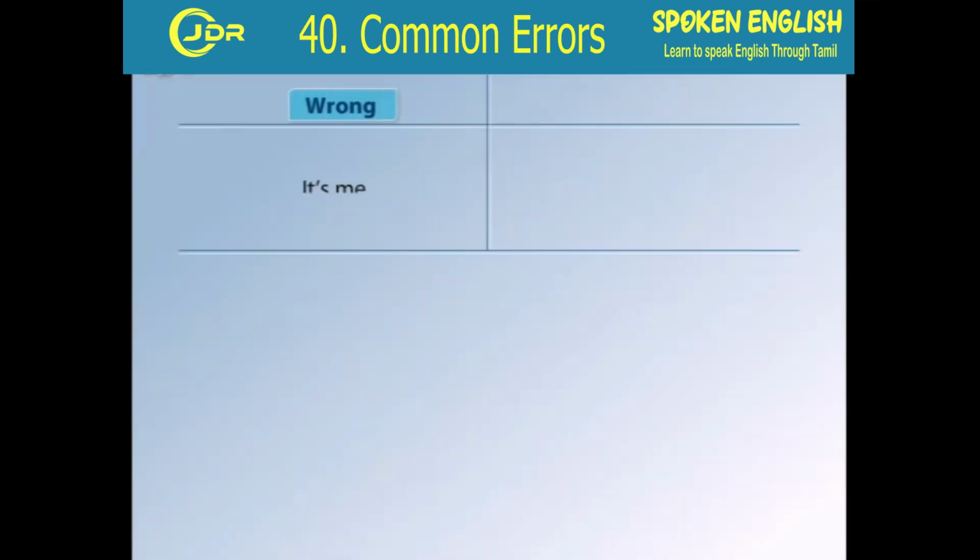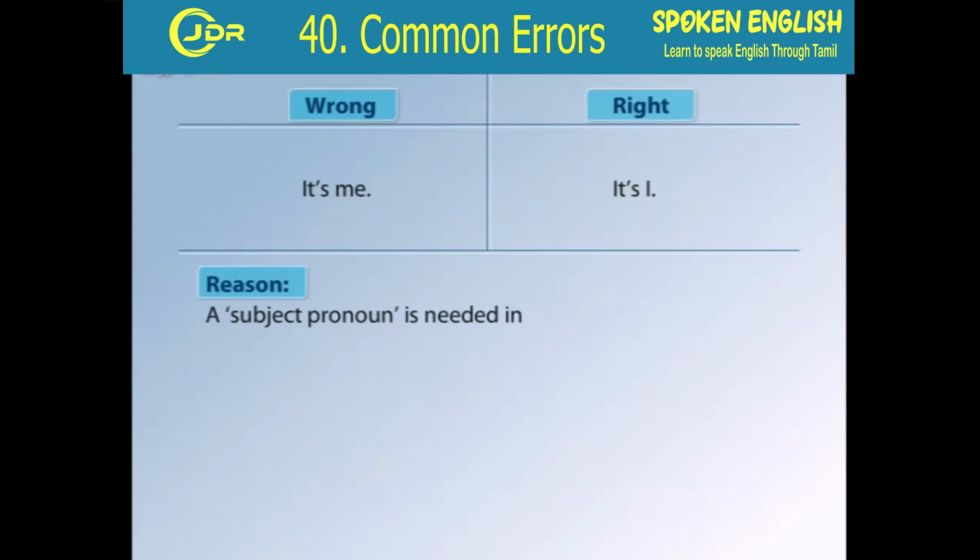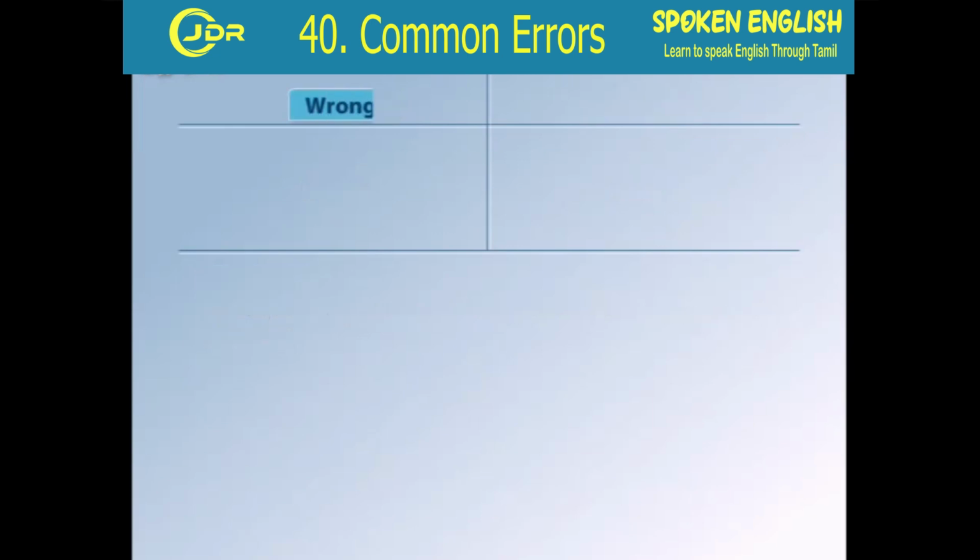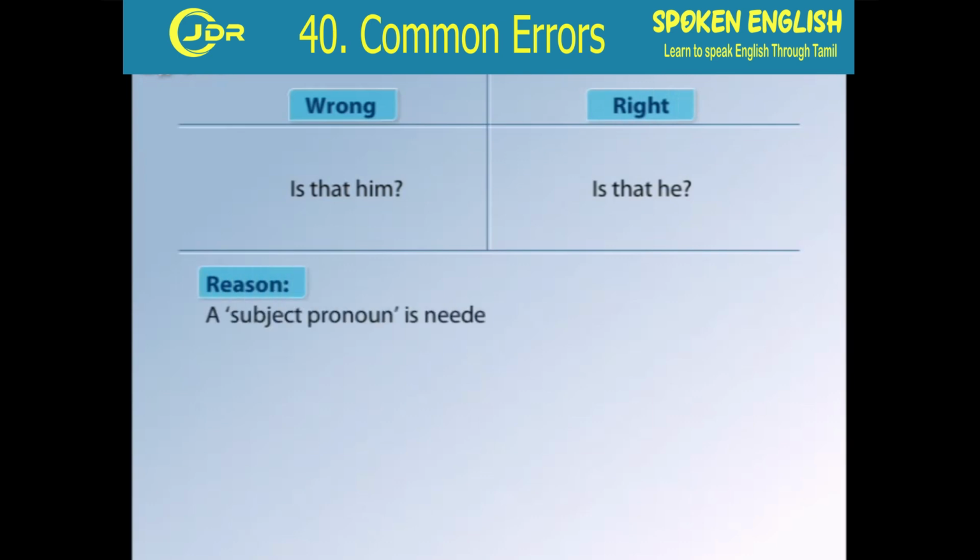Wrong: it's me. Right: it's I. Reason: a subject pronoun is needed in this sentence, hence, me is wrong. Wrong: is that him? Right: is that he? Reason: a subject pronoun is needed in this sentence, hence, him is wrong.